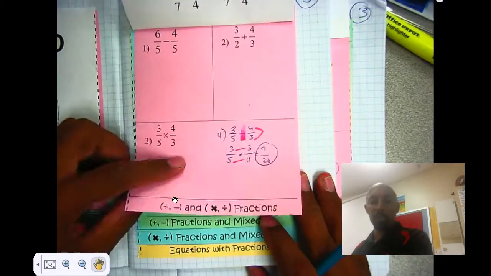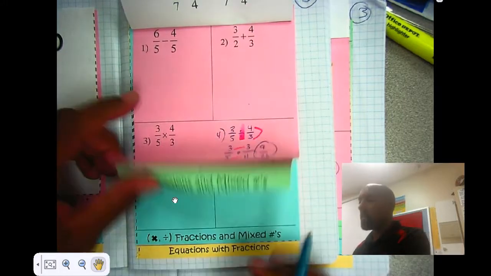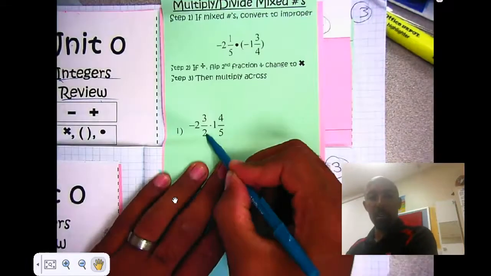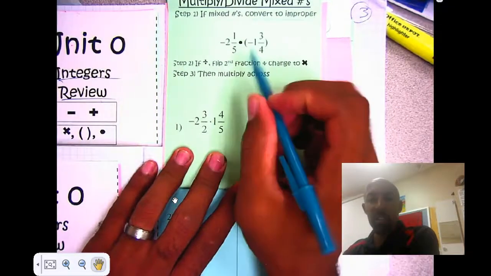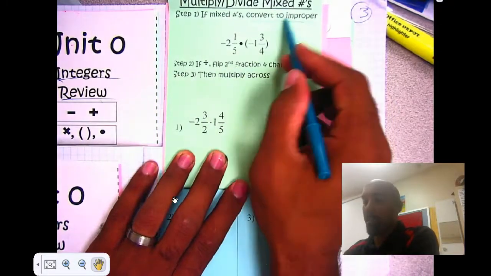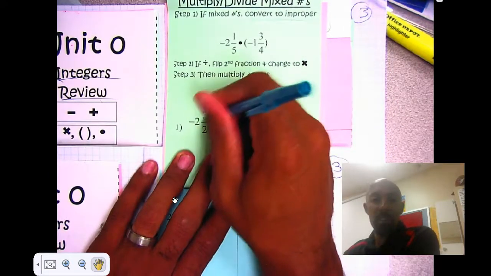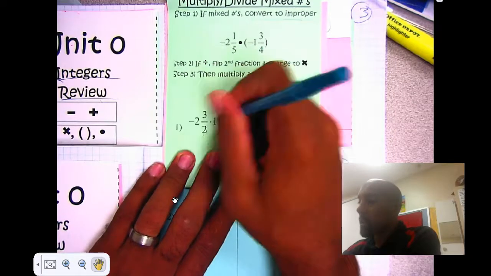Okay, now let's go to this next page where it says fractions and mixed numbers, multiply, divide. Okay, now we're going to just go ahead and go to number 1 here. So now, first thing is we want to convert. We want to change it to a regular fraction or improper. We don't want a big number and a small number, a fraction. Okay, so remember what we do.